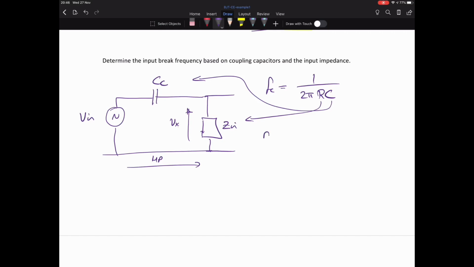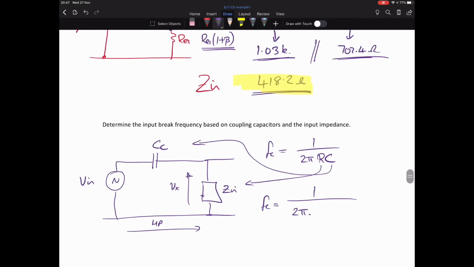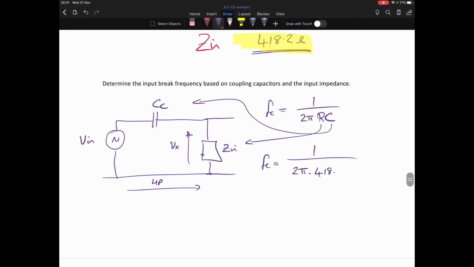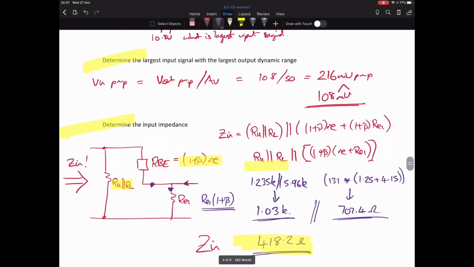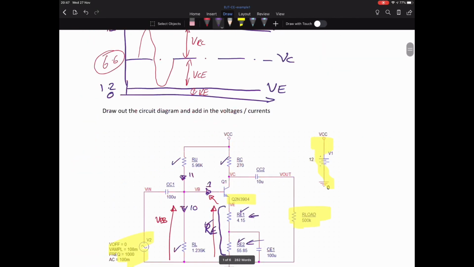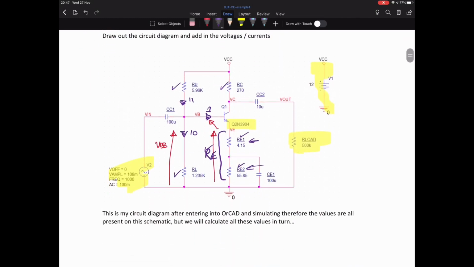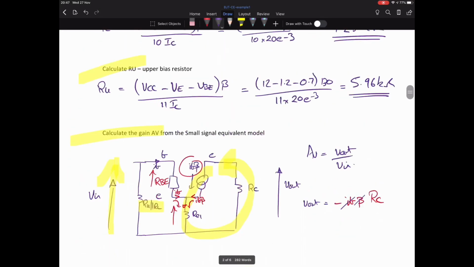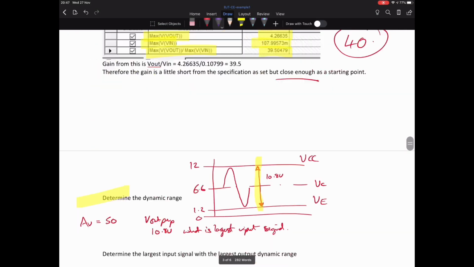Okay? So if you plug in some numbers in this one, we've got 1 over 2 pi R, which is now my Z in, 418.2 ohms, multiplied by my coupling capacitor. I better just check what I put on my schematic diagram. Ooh, now on my schematic diagram, I've changed my capacitor. That's 100 microfarads. I think when we did this in the class, we didn't use 100 microfarads. I think we used 1 microfarad. So I think there's a difference of opinion here between what I've calculated and what we actually put down.